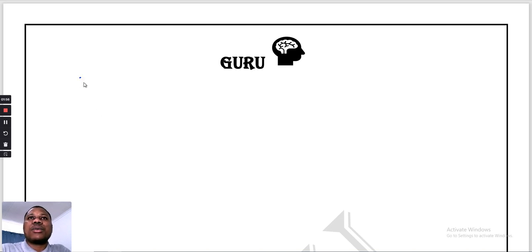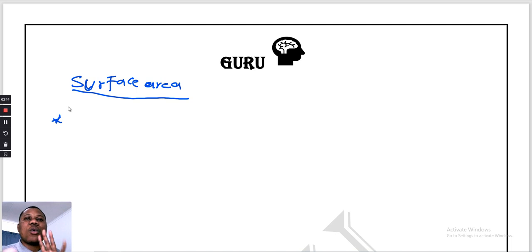Okay, today we start with the surface area. You know, guys, I like definitions. I will start by first explaining what a surface area is, so that when we calculate we know exactly what we are calculating. When we talk about the surface area, we talk about the total exterior of an object.